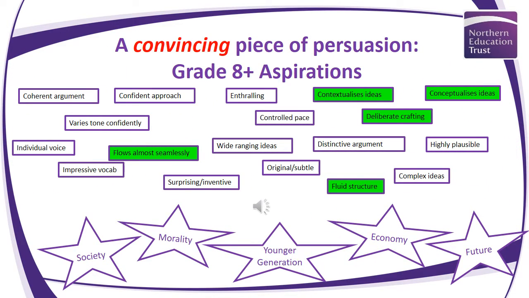Now this slide takes us beyond grade 5. So these are the AQA annotations from a convincing piece of persuasion, so grade 8 plus. Now the ones that I've highlighted in green are the ones that I think link to this imagery of the ideas woven on a thread throughout a piece of writing in the cat gif. So the idea that there's a fluid structure. The flow should be seamless, but linking to that and going back to the light bulb image, it goes beyond the topic and it actually contextualizes and conceptualizes ideas.